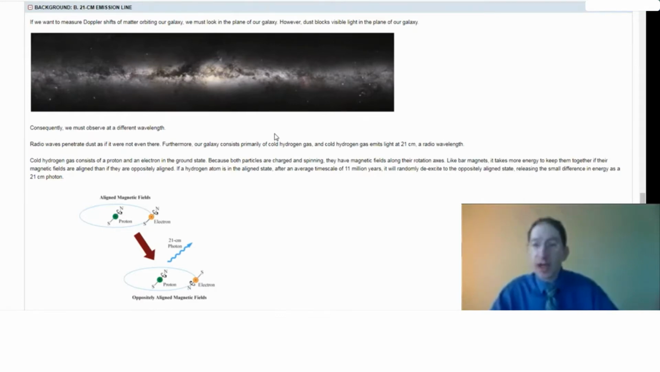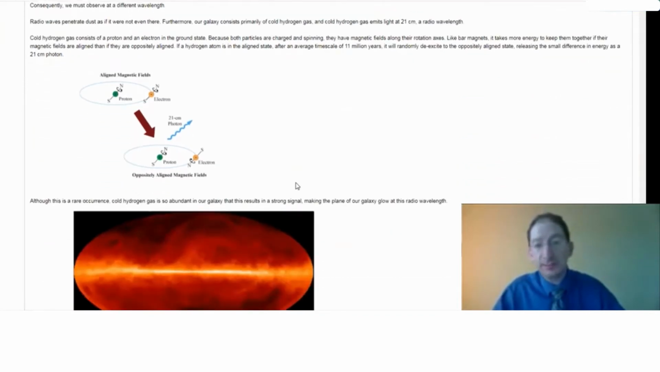That it comes from cold neutral hydrogen is great because the galaxy is composed primarily of cold neutral hydrogen. Let's take a look at the emission mechanism. This occurs completely in the ground state. The electron remains in the ground state the entire time. It's made possible because the proton and the electron act as little magnets. They're both charged and they're both spinning. Whenever you have charge spinning, you get a magnetic field. So the proton and the electron act as little bar magnets.